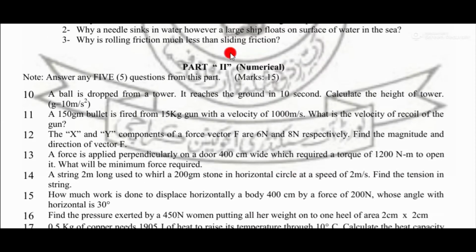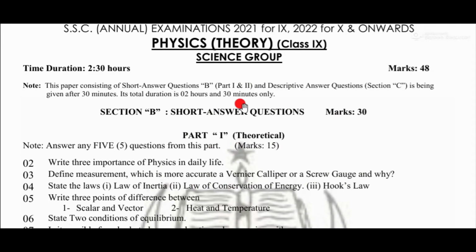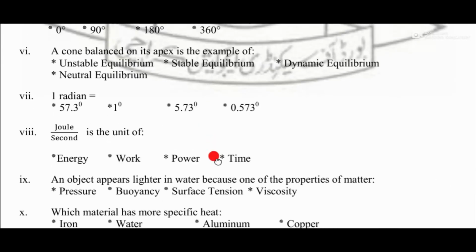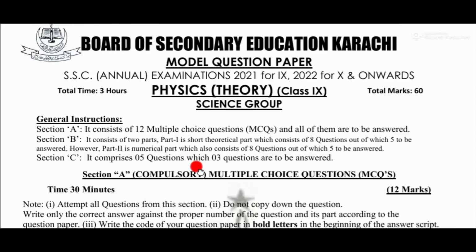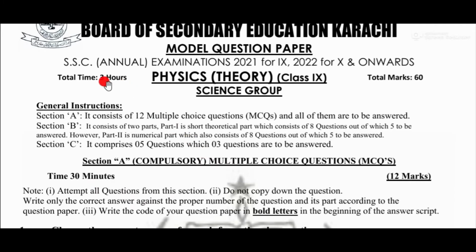Okay, and the total time you will have to attempt these questions. Section A is compulsory. The multiple choice questions you can attempt in 30 minutes. 30 minutes for MCQs, 12 MCQs you will attempt in 30 minutes, and the total time for the whole paper is equal to 3 hours.